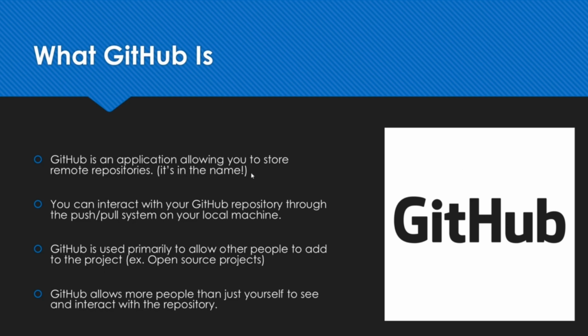So you can see I put a little comment there. It's in the name. It's called GitHub, hub for Git pretty much. I'm sure you understand. So you can interact with this through your local machine through the push-pull system. I'm going to be referring to this a lot until we get to it, but pretty much just think of it as a way to get information from your GitHub repository and give information to your GitHub repository. So we're just going to use this push and pull system to interact with it.